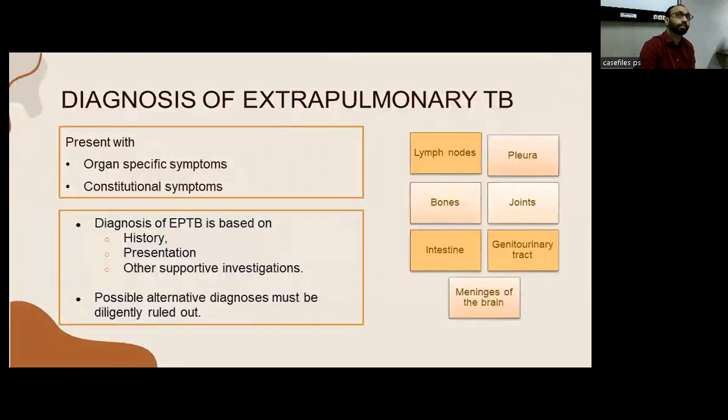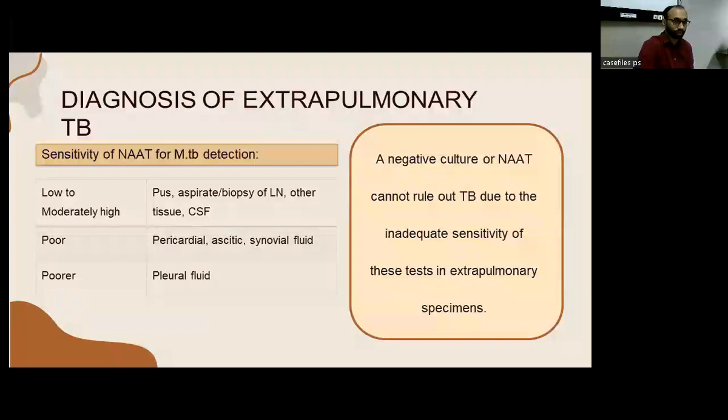Coming to extrapulmonary TB, the diagnosis is primarily that the children present with organ-specific symptoms, in addition to constitutional symptoms. This diagnosis is based on the history, the presentation, and other supportive investigations. Like we've seen, the organs of extrapulmonary TB involvement are the lymph nodes, the intestine, and the genitourinary tract, and less commonly the pleura, bones, joints, and the meninges of the brain. So it is important to rule out alternative diagnoses diligently before we move on to the diagnosis of tuberculosis.